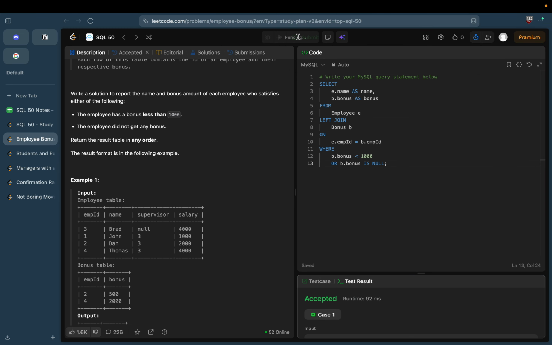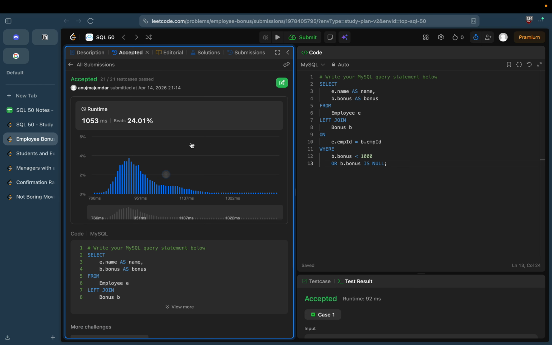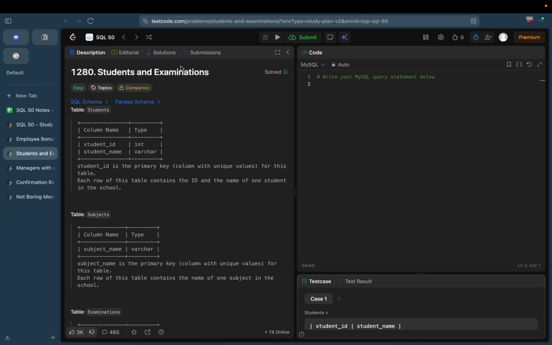Test case is successful. Let's submit it and move to the next one. Right, cool, easy enough. Moving to the next one.